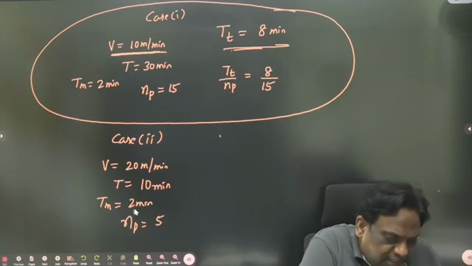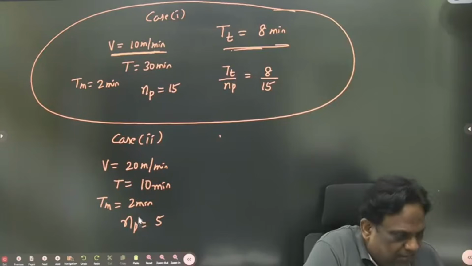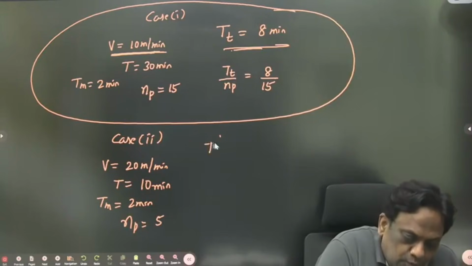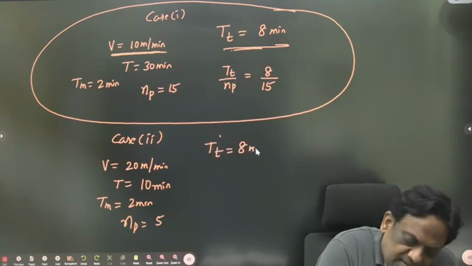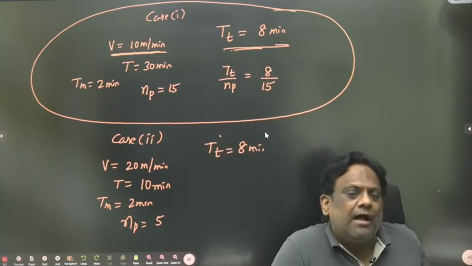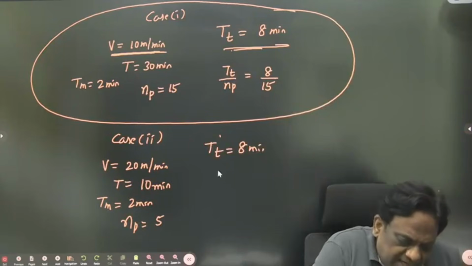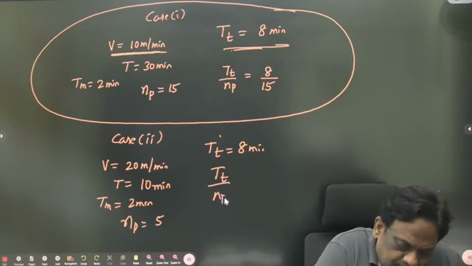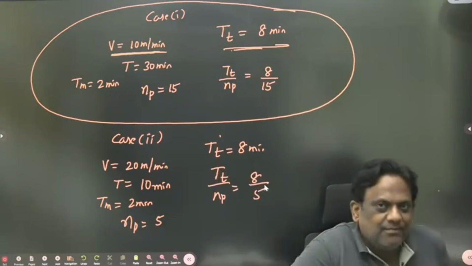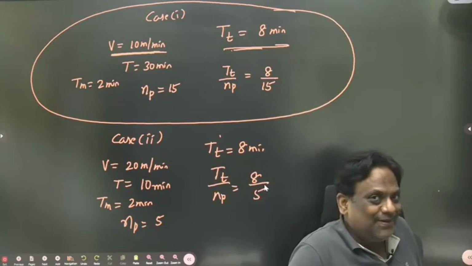So for each piece it is 2 minutes. So therefore you are manufacturing 5. Now you tell me the tool changing time is 8 minutes. वो तो change नहीं होगा सर। वो क्यों change होगा? Because removing the tool and installing the tool, it is taking 8 minutes. What is TT by NP? देखो 8 by 5.